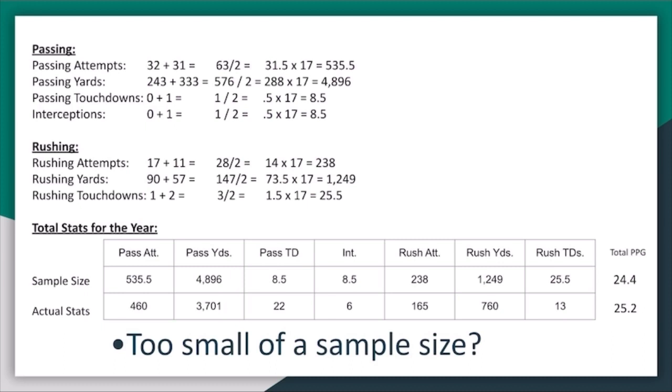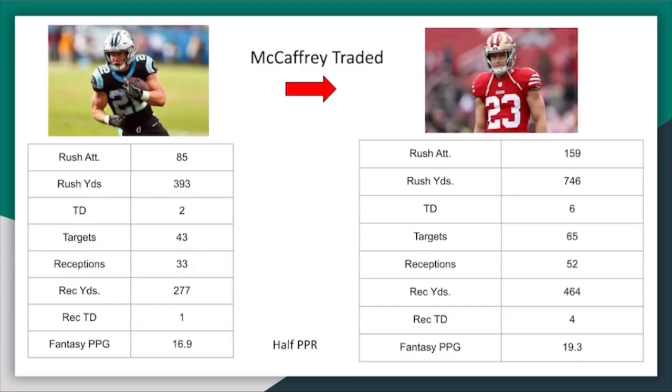Right here, total stats for the year. As you can compare, the sample size showed us that he had 1,100 more passing yards, a lot fewer passing touchdowns, basically 2 more interceptions, a lot more rushing attempts, not quite twice as many rushing yards, but a quarterback more than likely isn't going to get 1,249 rushing yards. Not saying it can't happen, but the probability is really low, plus 25 rushing touchdowns as well.